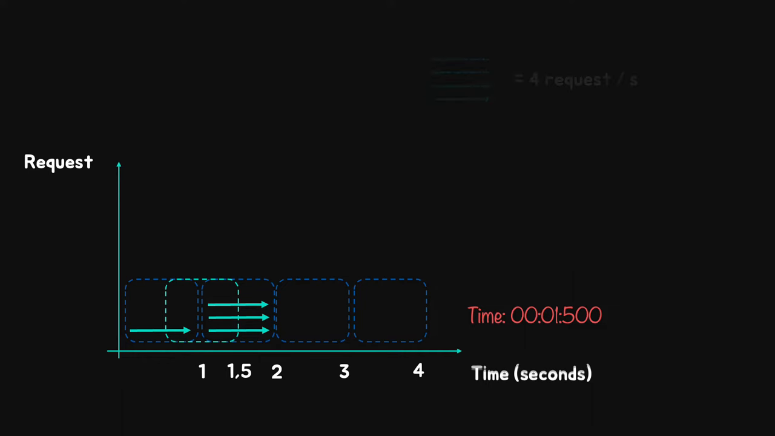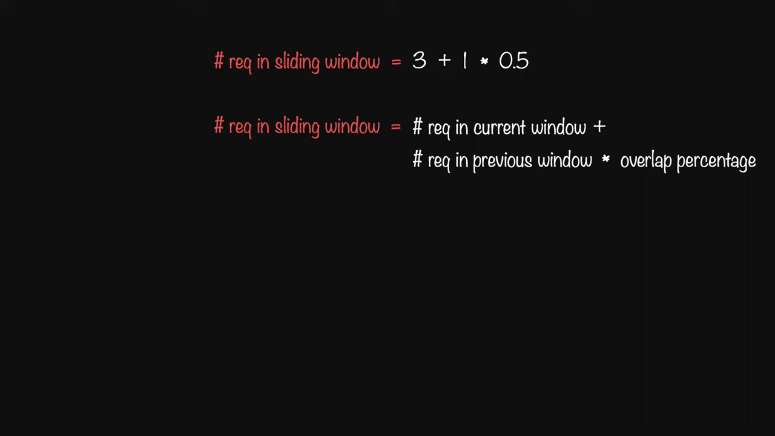But now, we'll have to consider a sliding window of a second that ends just at the new request timestamp. Therefore, the number of requests in the rolling window is calculated using the following formula. Number of requests in the current window, 3, plus the number of requests in the previous window, 1, multiplied with the overlap percentage between the rolling window and the previous window, which is 50%. Using this formula, we get 3.5 requests for the sliding window.